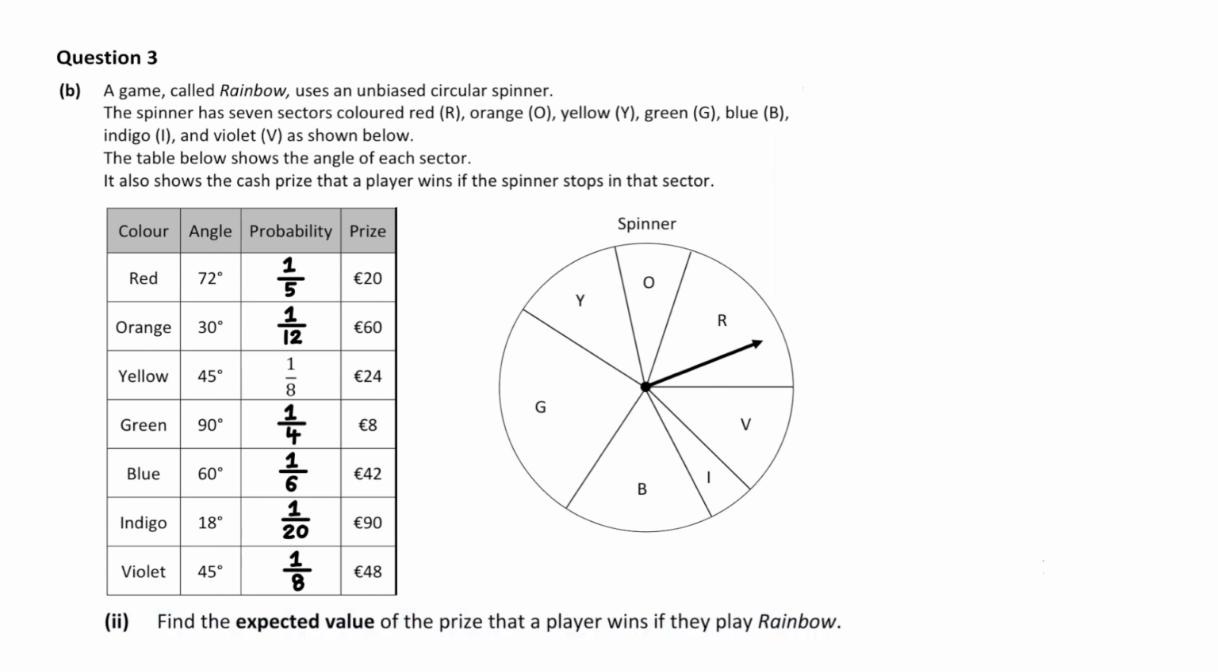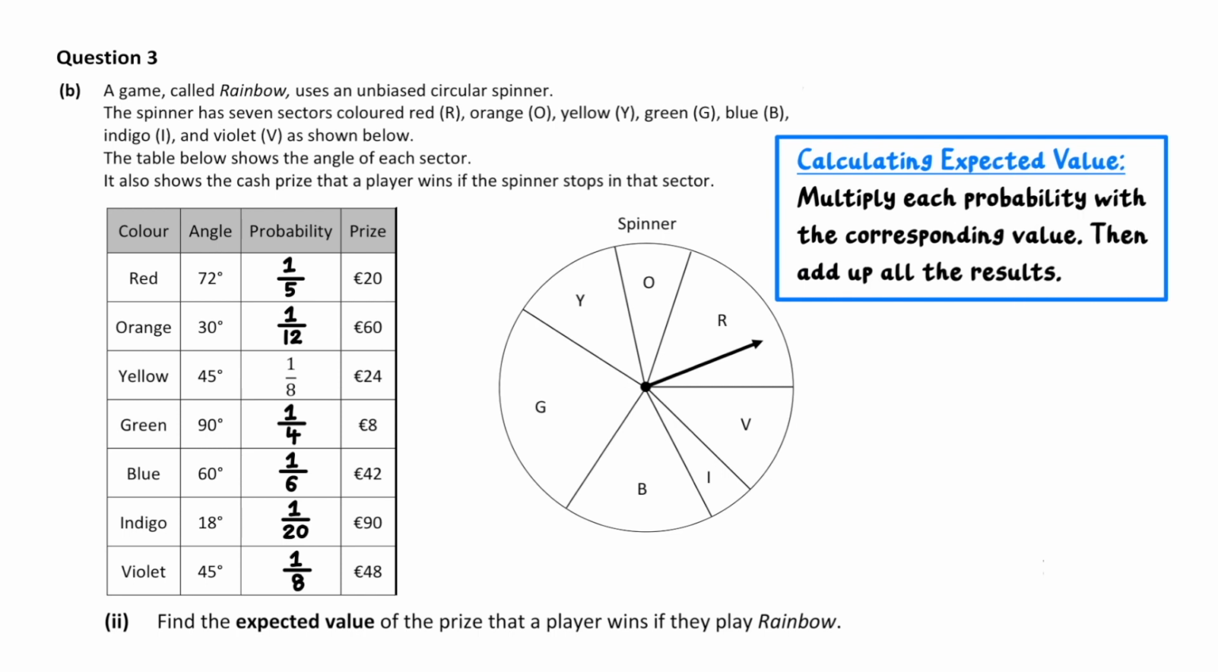A general strategy for calculating an expected value is the following. Multiply each probability with the corresponding value. Then add up all the results. We already know the probabilities for each of our colours. We also know the prize values for each of our colours. The first step is to multiply together the probability times the prize value for each colour.